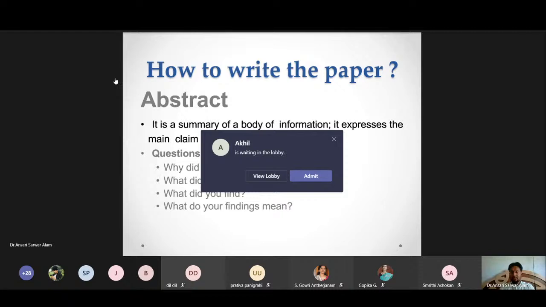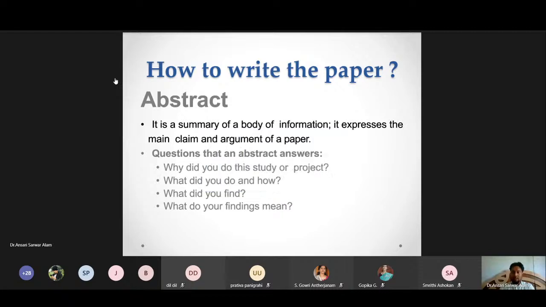Here you will be knowing what you are supposed to write in the abstract. It is a summary of a body of information. It expresses the main claim and argument of a paper. Questions that can be answered by the abstract are: why did you do this study or project, what did you do and how, what did you find, and what do your findings mean?